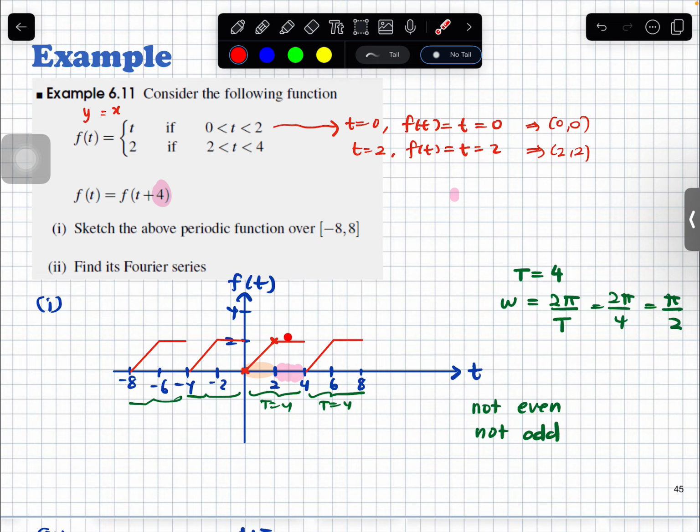Then look at another domain from 2 to 4, f(t) equals 2, so it's just a horizontal line representing 2 along this region. So for one cycle, you get this curve, right? This is the one unit cycle.